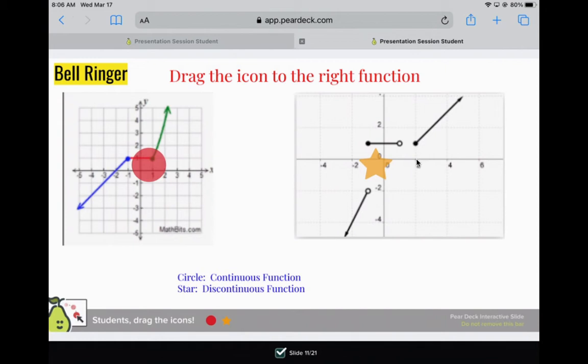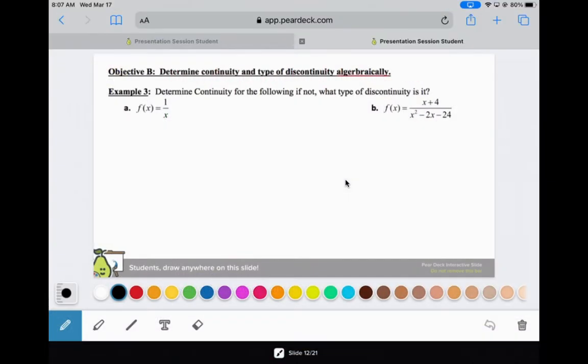Okay, so for a function to be continuous, that means when you draw the function, there's no gaps, no hole. They just are together, right? So the second objective we're going to look at today is continuity, but we're going to use algebra to prove it.